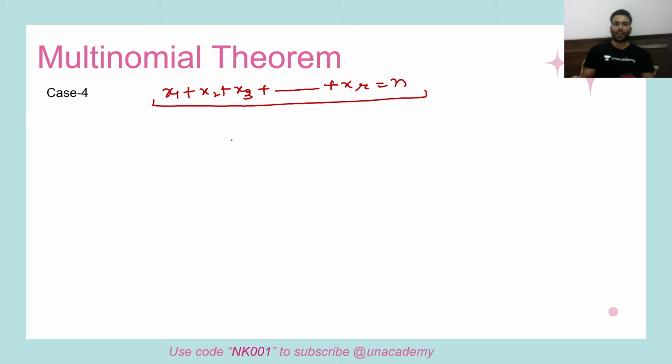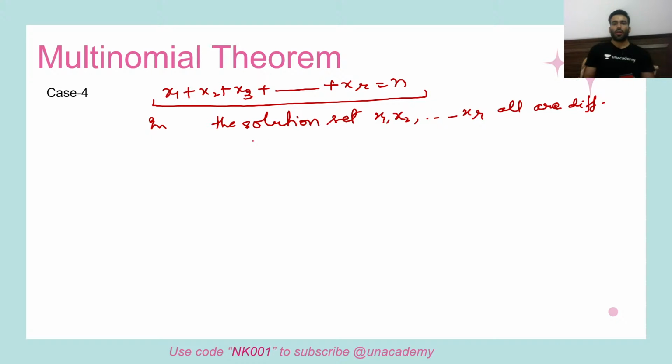Now just imagine if I come and say that in the solution set, x1, x2 until xr are all different. Then how to solve this question?